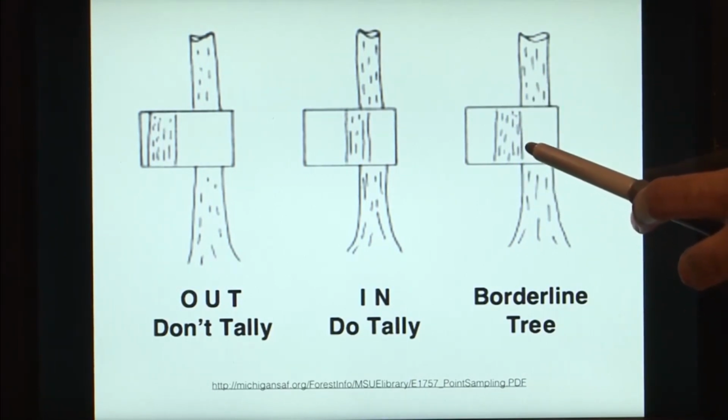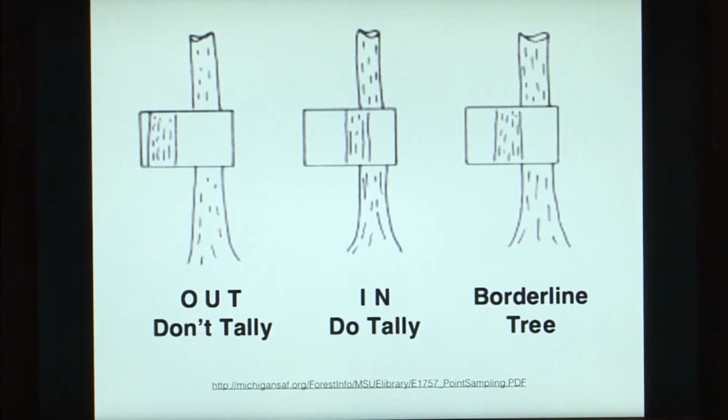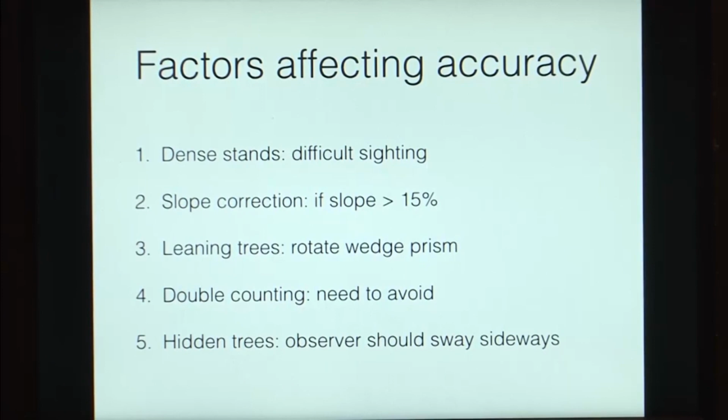So, this is a borderline tree. In the case of a borderline tree, you count it as a half. This is how you use a wedge prism. Now, what are the factors that can affect the accuracy of the point sampling?